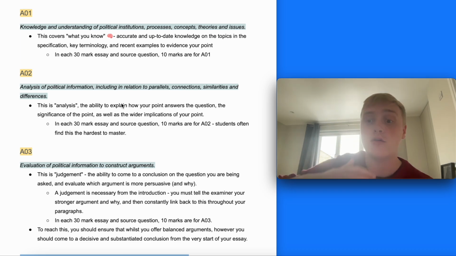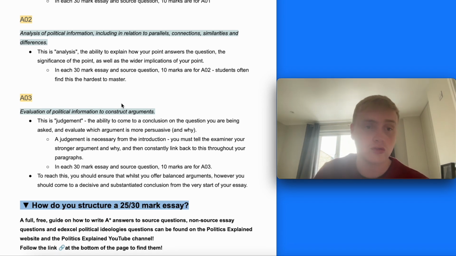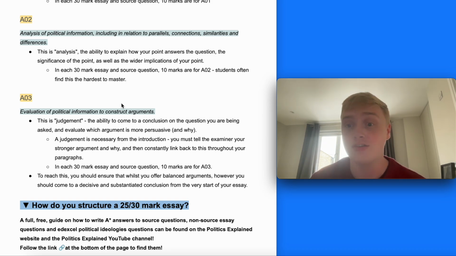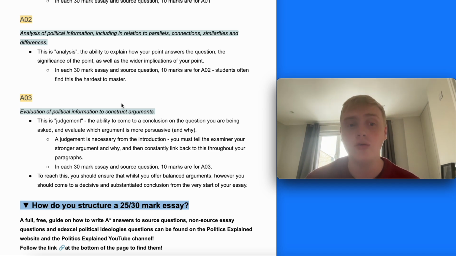And then finally, AO3 is the judgment. This is where in the essays and the extract questions or the source questions, you need to not only compare arguments on either side and bring in knowledge to evidence them, bring in examples to evidence them, you need to answer the question and come up with your own judgment. The best judgments are ones where you haven't just picked one side of the argument. They're ones that you've thought about. You've compared the sides, really thought about it and decided and explained what you think.